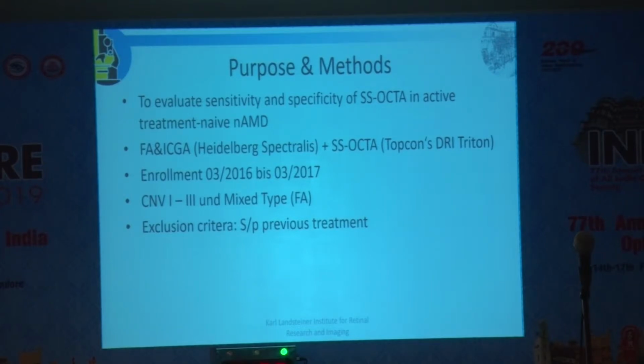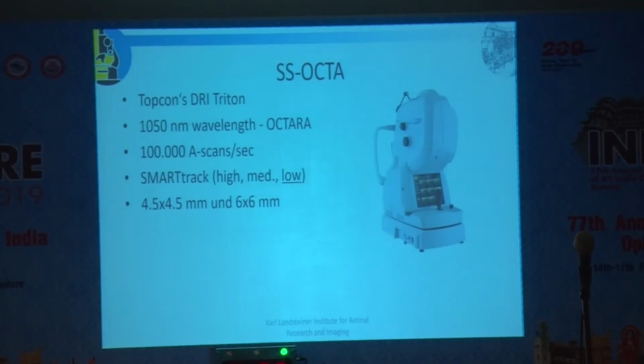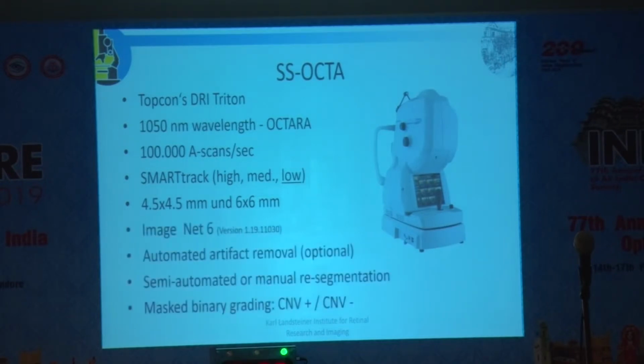We enrolled patients from March 2016 to March 2017. We included CNV types 1 to 3 and mixed type, and the exclusion criterion was previous treatment. By that, we could enroll 156 eyes of 98 patients, and 107 had neovascular AMD. We used the Topcon Triton device working at 1050 nanometers with 100,000 A-scans per second, and we performed 4.4 and 6 millimeter scans. We did the automated artifact removal optionally, and we did a binary grading: CNV there or not there.